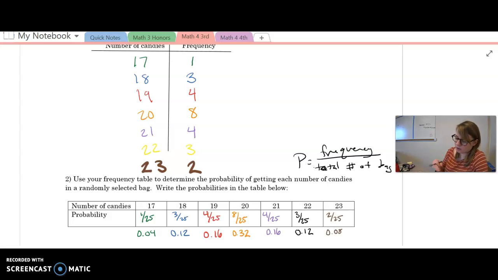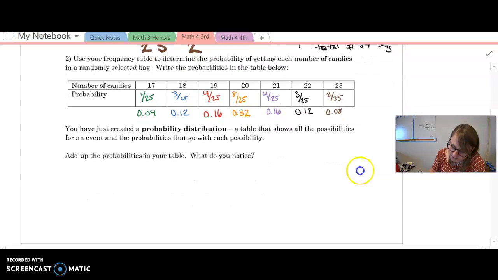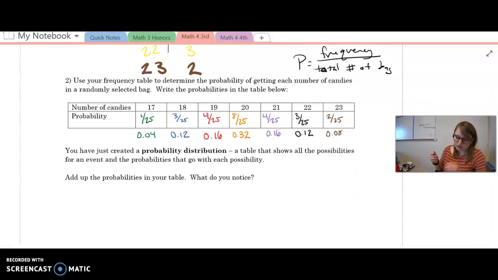Alright, so for 20, 21, 22, and 23, we got 0.32, 0.16, 0.12, and 0.08. So that's what you should get for your probabilities. Now, we have just created a probability distribution, so a table that shows all the possibilities for an event and the probabilities that go with each possibility.